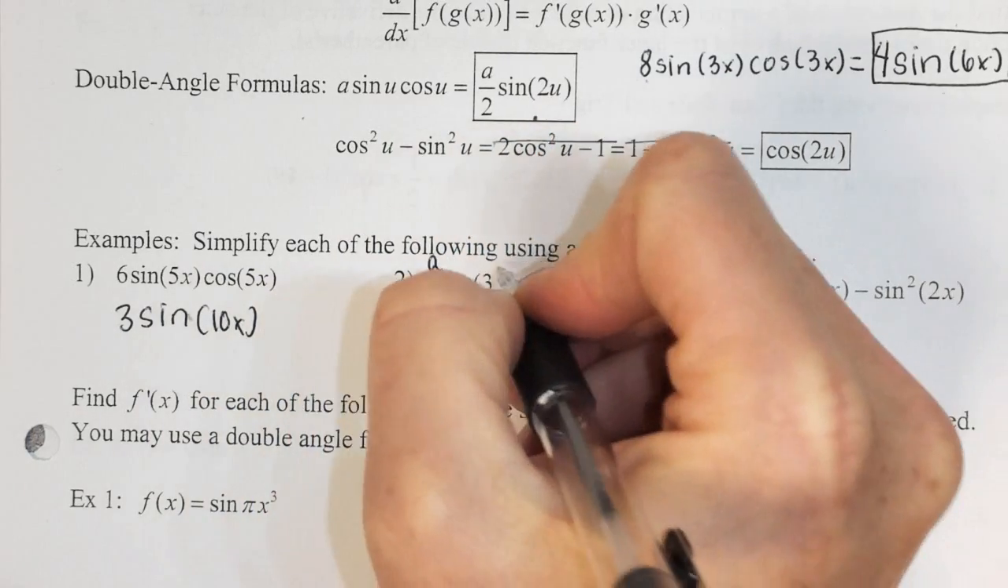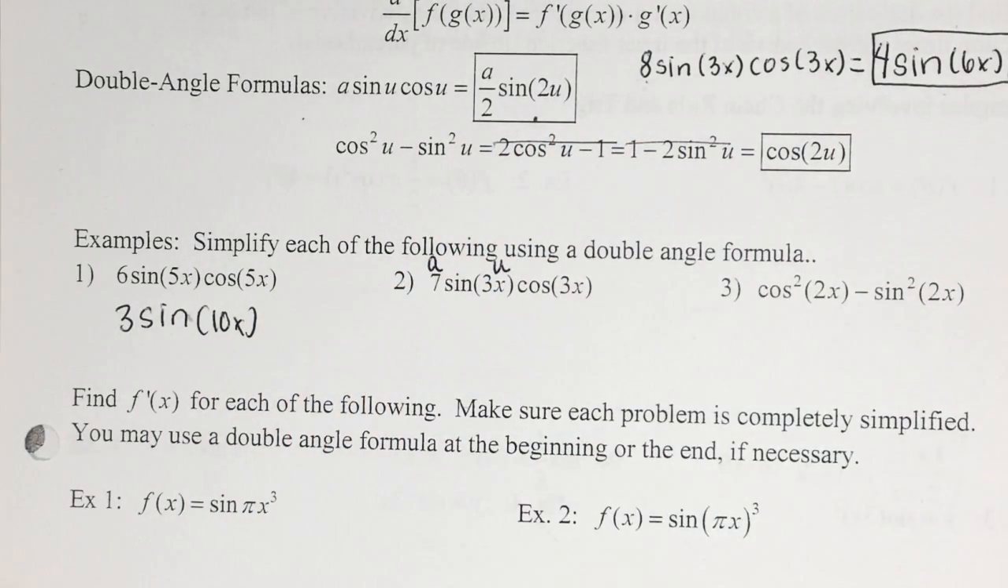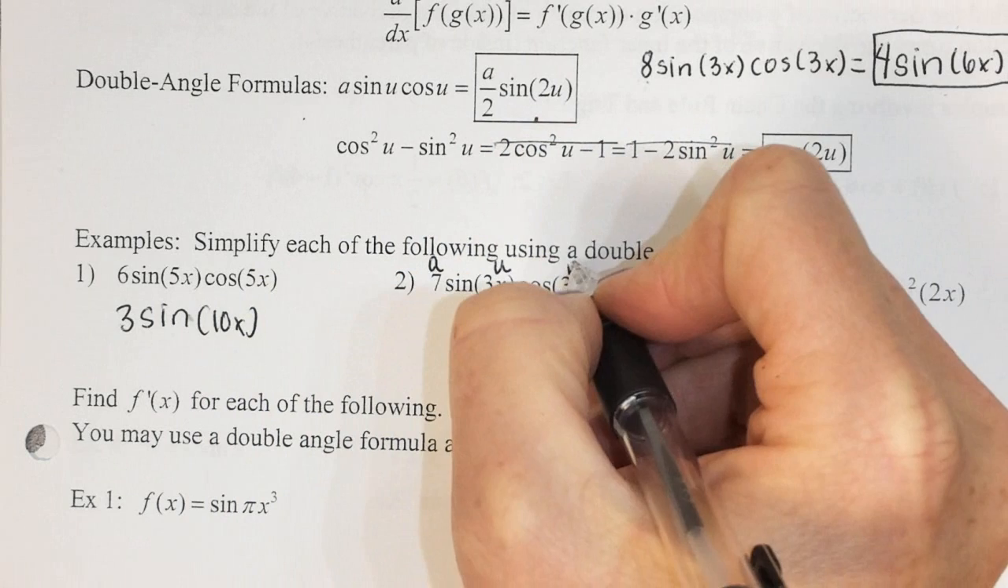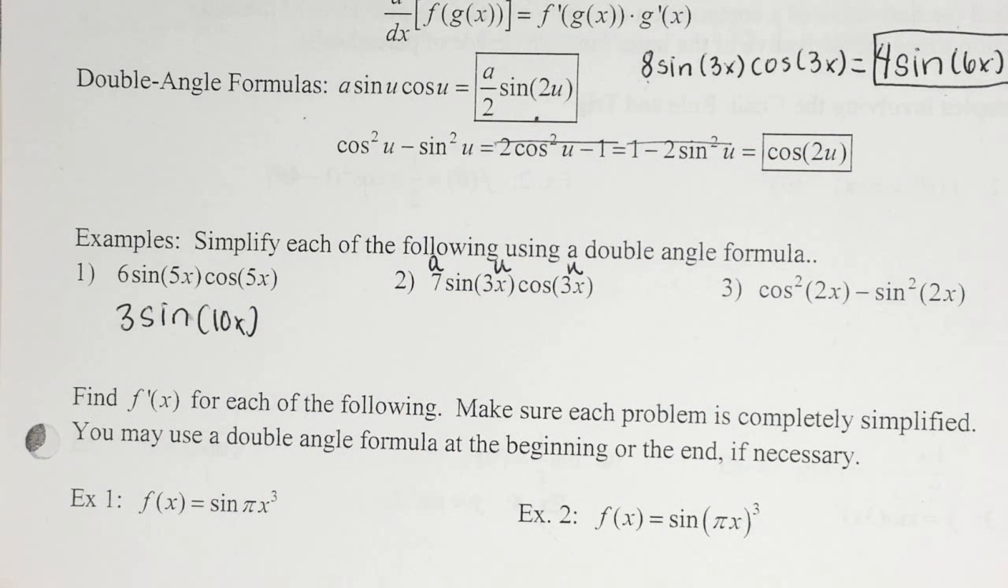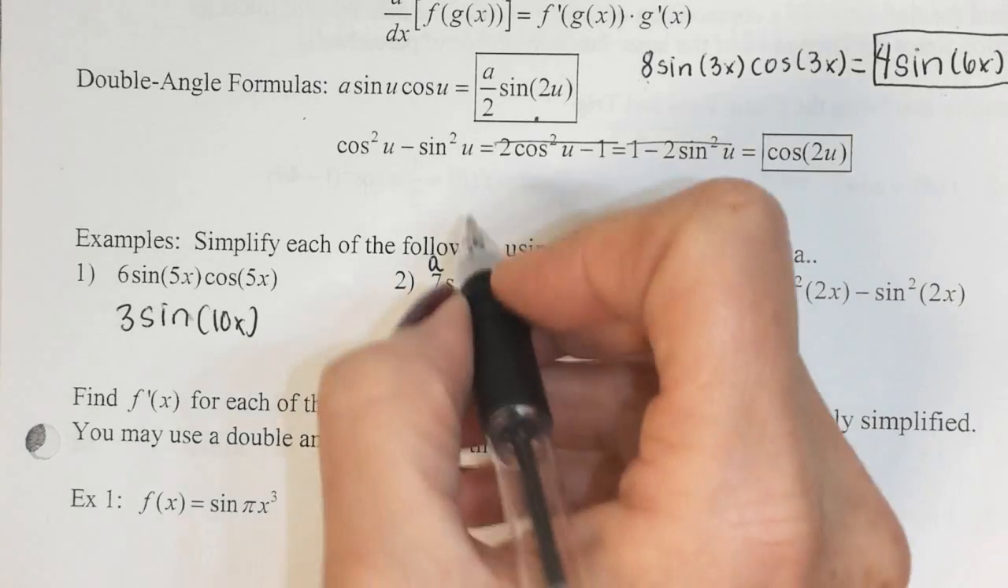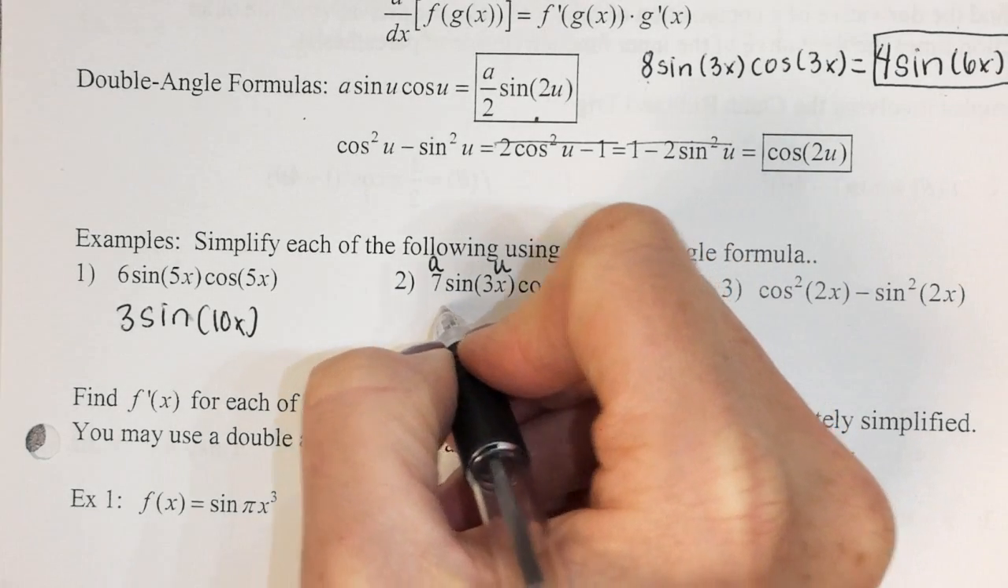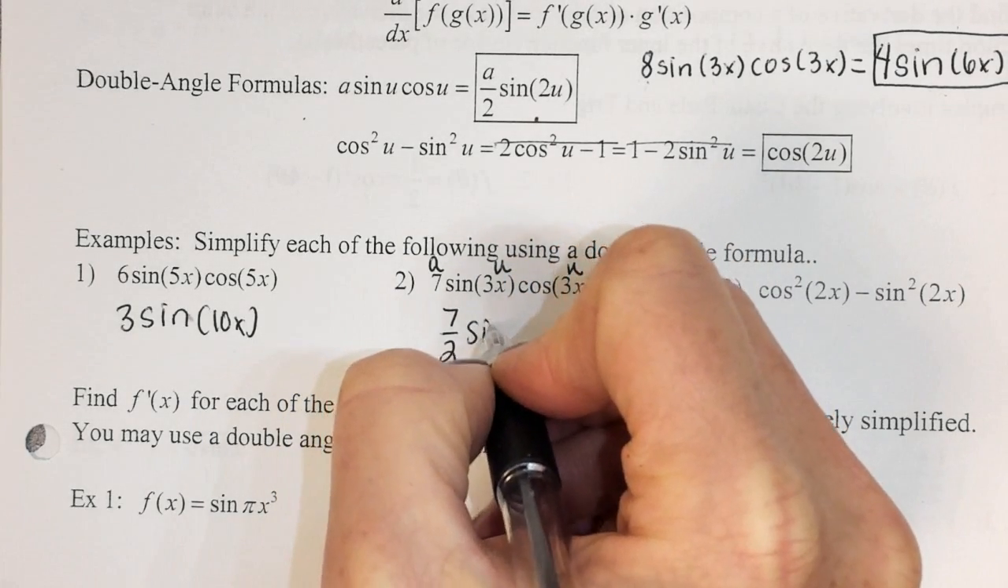Here's your a, here's your u. Nick, what's it going to be? 7 over 2 sine 6x. Good.